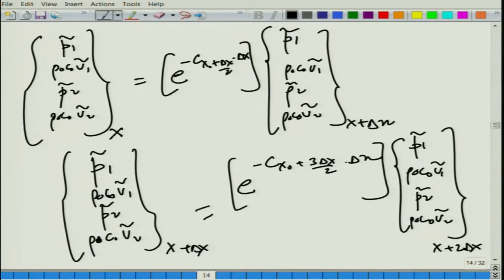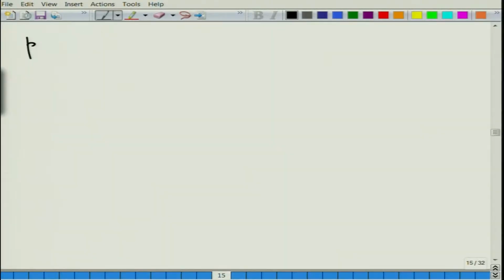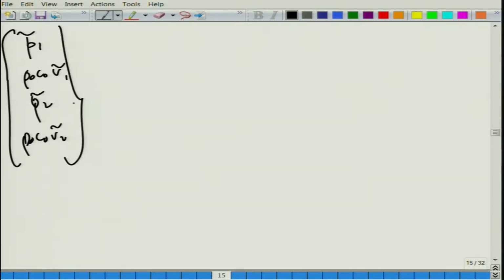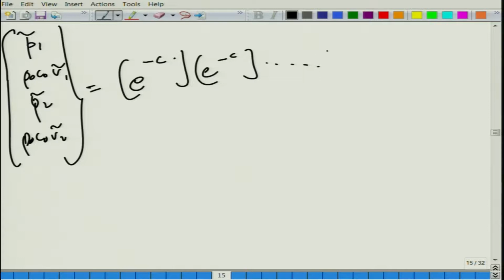You keep this C matrix as a value, going like this, and eventually what you will get is something like this: e to the power something, e to the power something, at x naught plus delta x by 2, x naught plus 3 times delta x by 2, and so on, and x naught plus n minus 1 delta x by 2.